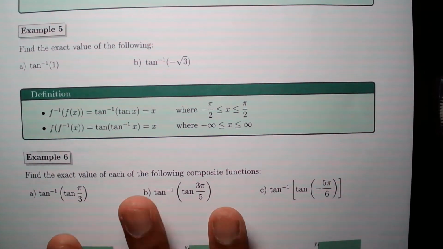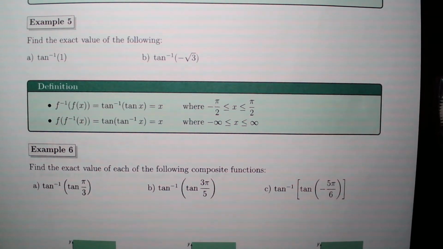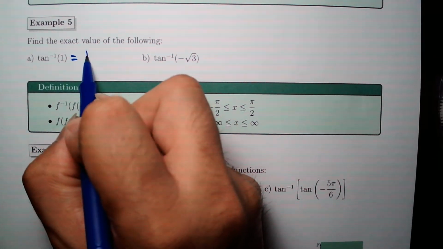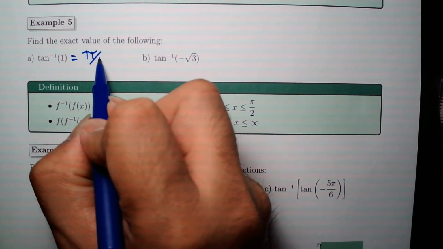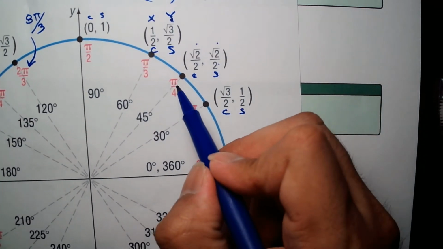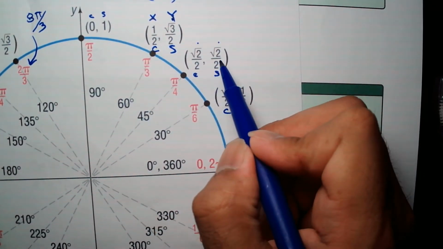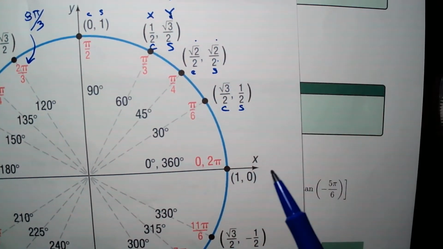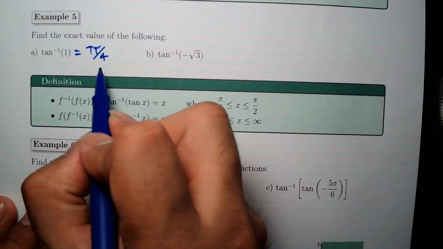Okay, let's now find the exact value of the following. Alright, so now we're looking for the angle whose tangent equals 1, and in this case this is pi/4. Because if we go to pi/4, the tangent function, which is y/x, square root of 2/2 divided by itself, is going to give me 1. So that's pi/4.